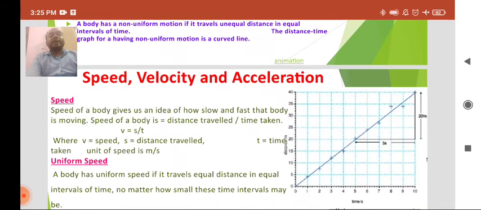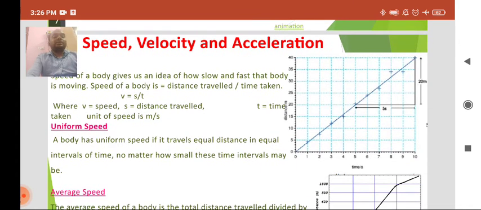We always remember that unit of speed will be meter per second because speed is denoted by v, displacement is measured in meter and time is measured in second. So unit will be meter per second. In this graph you can see time on the y-axis and usual measurement, the displacement, on the x-axis. So this type of graph represents a time-displacement graph.